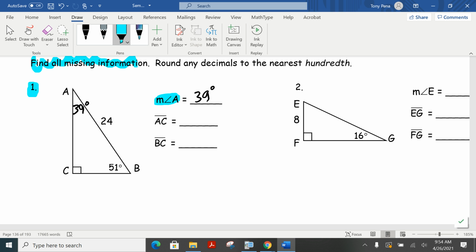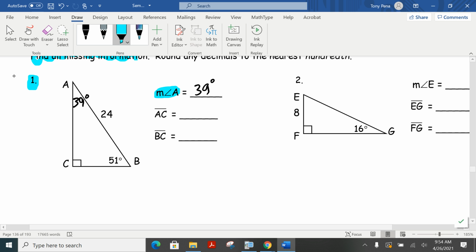All right, let's see where we're at. Here's how I'm going to set mine up. Yours doesn't look just like this. It could very well be okay. We'll just see if you get the same thing that I get. I am going to use angle B, and I know angle B is 51 degrees. I am going to find this side over here.